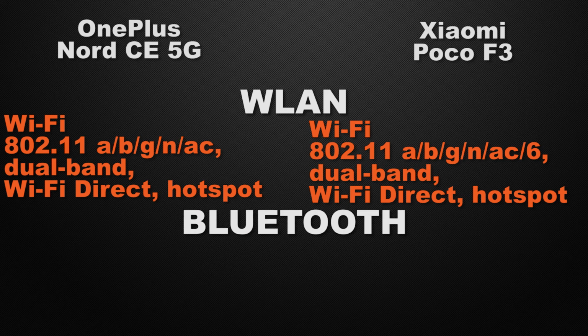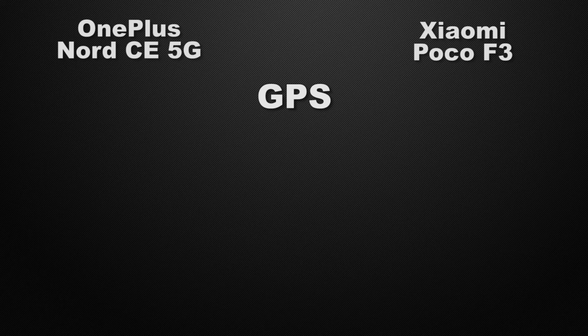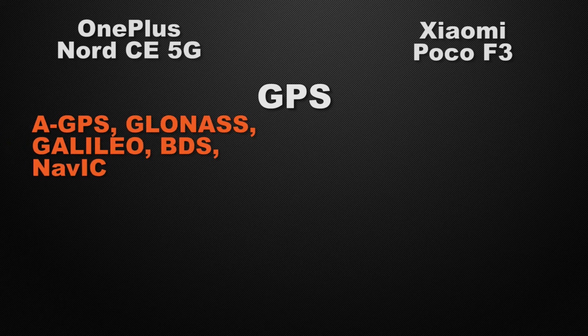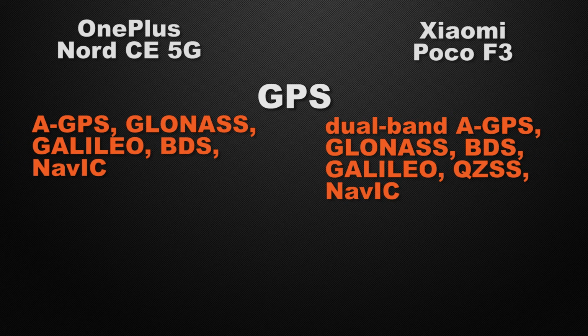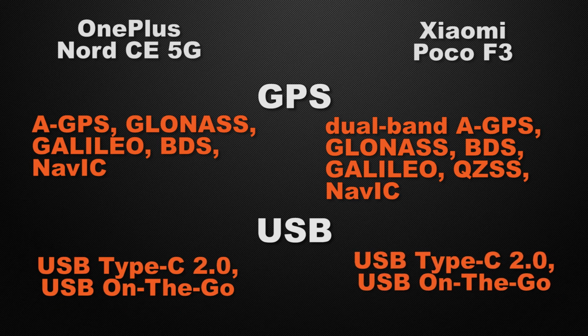And about the Bluetooth version of the devices, Nord CE has the 5.1 generation of Bluetooth, whereas F3 has the 5.1 generation of Bluetooth. So it's a tie because both of the devices have the same generation of Bluetooth. Let's talk about the positioning chips in the devices. Nord has AGPS, GLONASS, Galileo, BDS and Navic, whereas F3 has dual band AGPS, GLONASS, Galileo, BDS and Navic chip. So the winner here is F3 because it has dual band AGPS. And about the USB connectivity of the devices, Nord comes with 2nd gen Type-C connector with OTG support, whereas F3 also has 2nd gen Type-C connector with OTG support, so it's a tie.